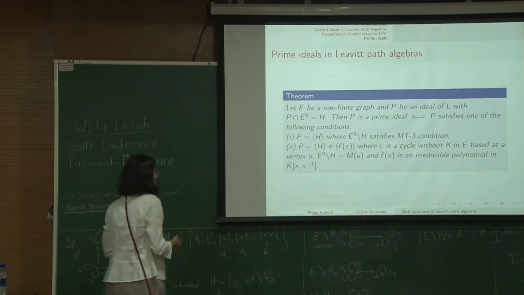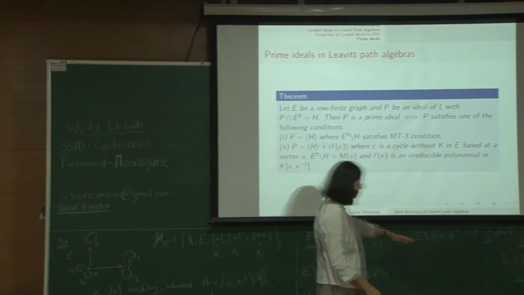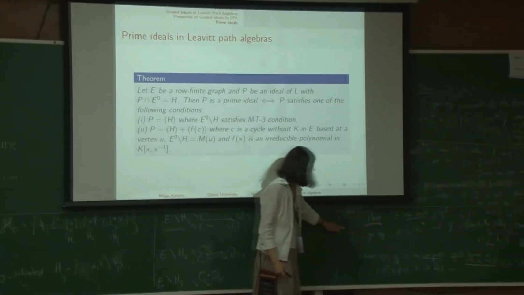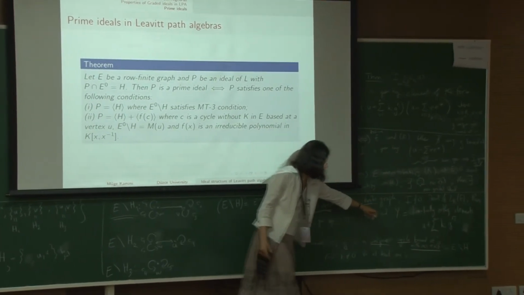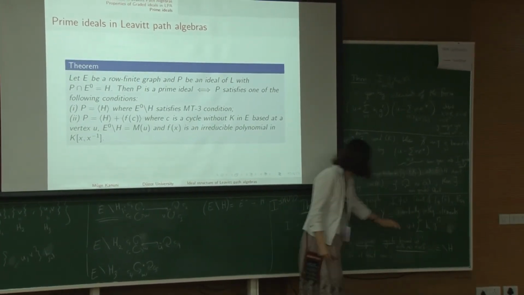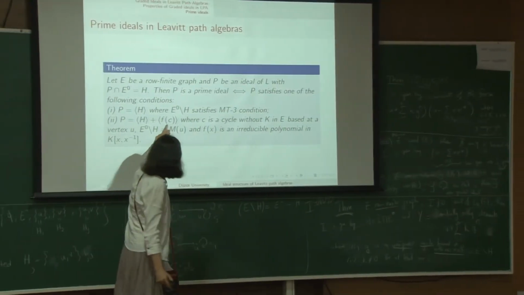So I'll leave this on the board. On the other hand, recall that for any ideal, we know that it's generated by some polynomials of this form. If you look at this result here.